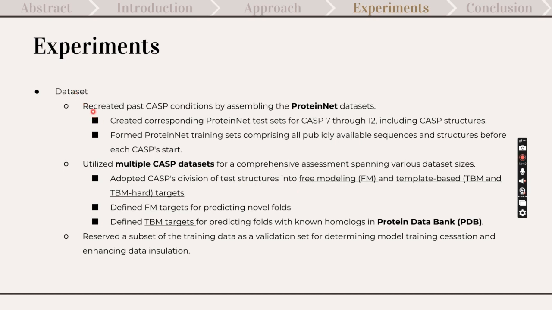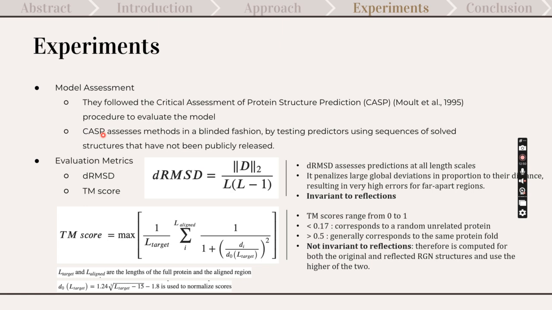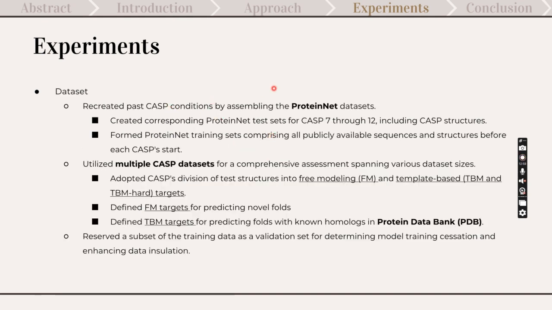The dataset is recreated by past CASP conditions. Note that I mentioned that CASP assesses methods. You have to assess methods in a blinded fashion. So basically, they take the ProteinNet dataset and made some of it blinded. It's like a blind testing dataset here, but they follow the CASP style procedure. So they created corresponding ProteinNet test sets for CASP 7 through 12, including CASP structures. So they made them CASP-like. And also, they utilize multiple CASP datasets for comprehensive assessment, spanning various dataset sizes. We will see that later.